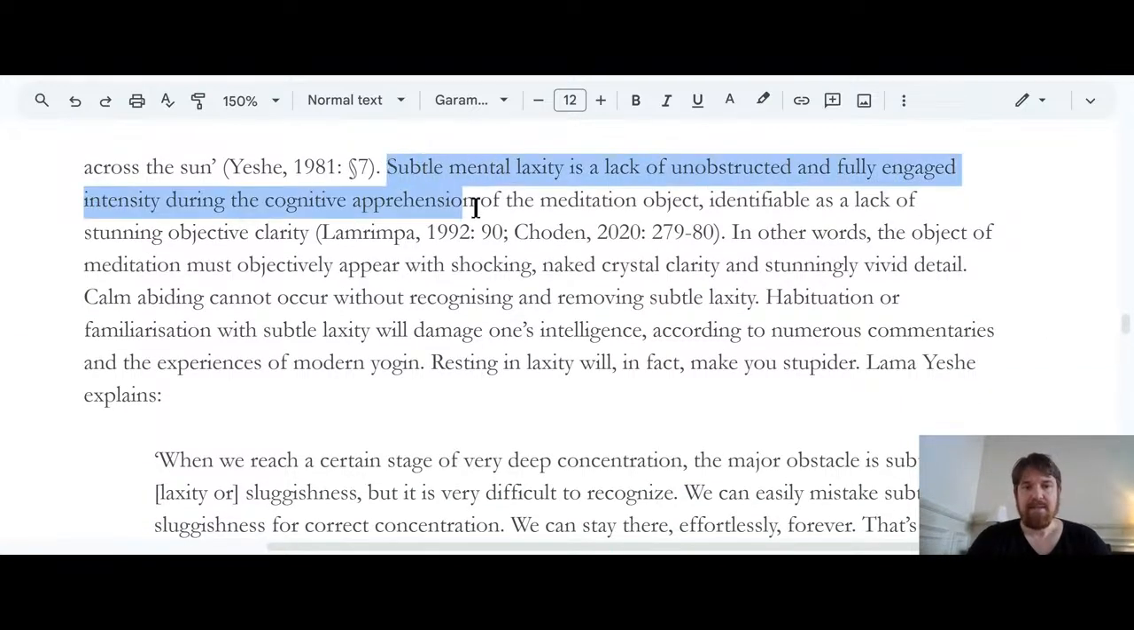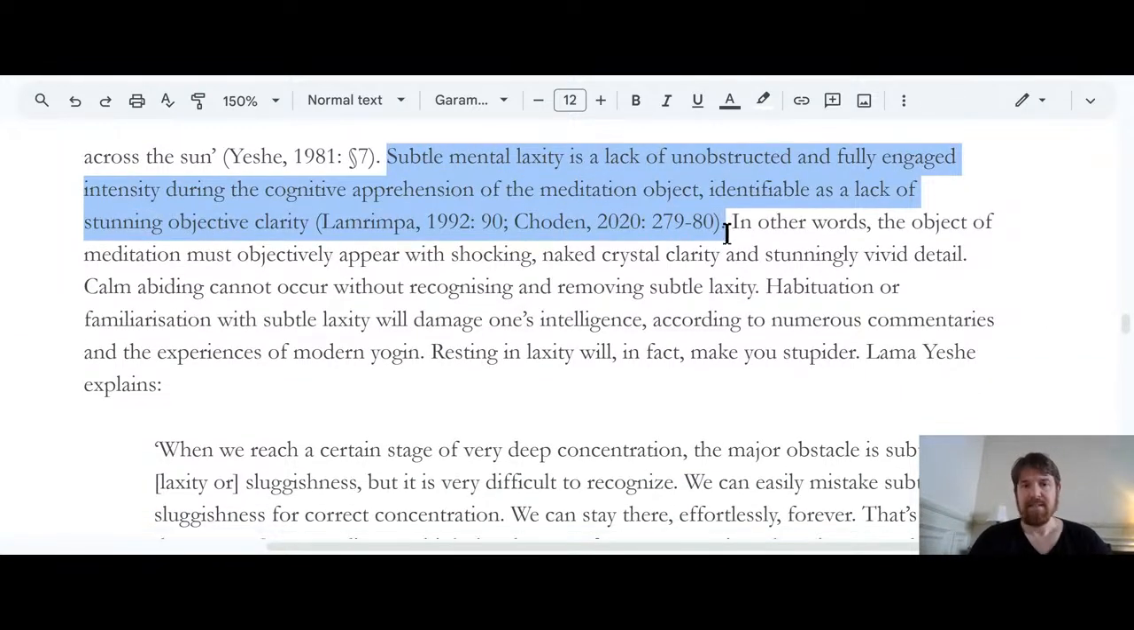And then there's a subtle level of mental laxity, which basically all of my teachers have said that until you experience it not being there, there's no way to really describe it. The best they can do is sort of like trying to describe the color of an orange to a blind person, or the taste of vanilla to someone who's never tasted vanilla. There's no way to describe it. But they define it as follows.